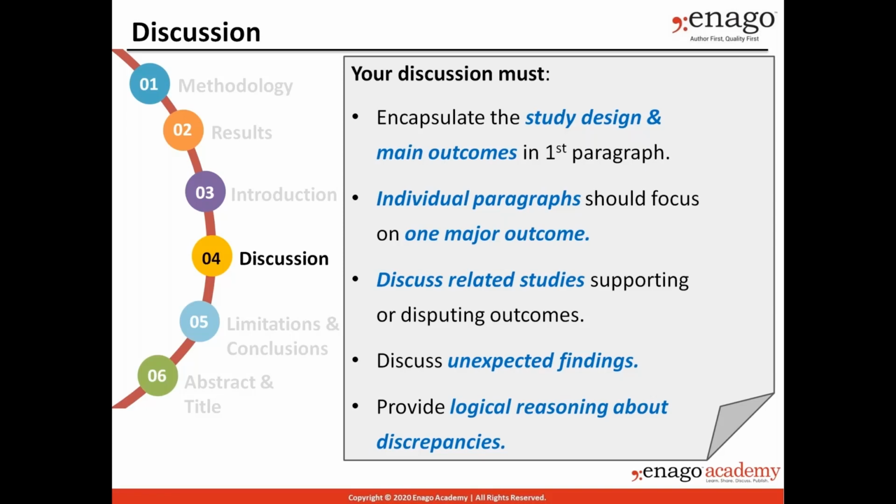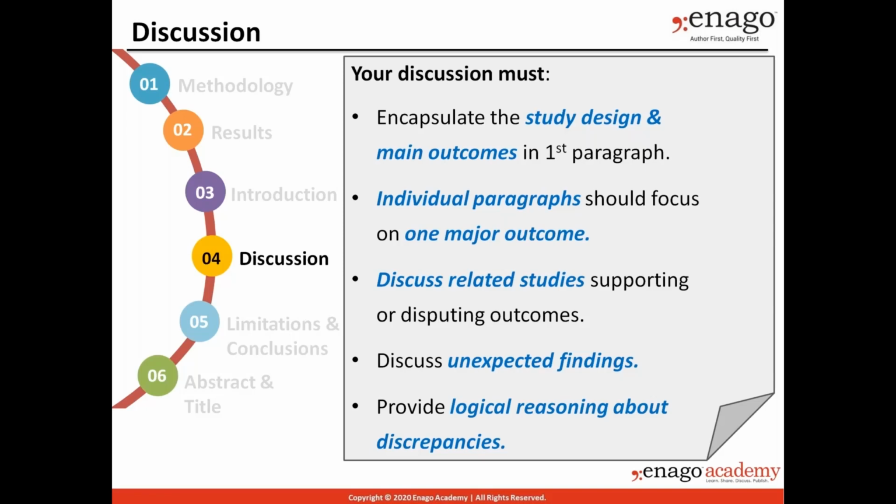And that's why it's so important, as we were discussing earlier, that you have a very clear picture in your mind of what it is that you want to say before you start typing or writing. In the discussion, you start discussing your findings, what they likely mean, how they compare to other studies, how they support or dispute other outcomes, and what new they have to contribute to the scientific literature and the medical field as a whole. Any unexpected findings can be discussed.